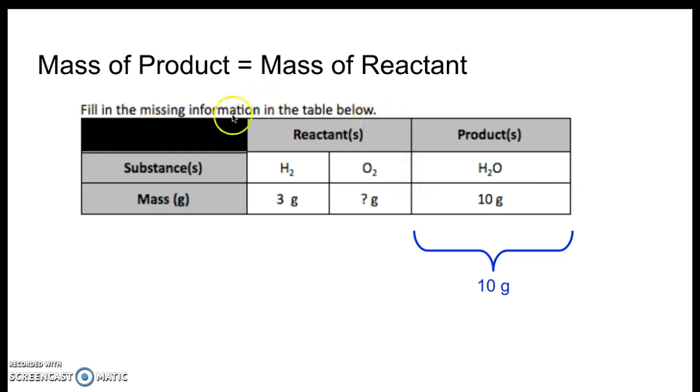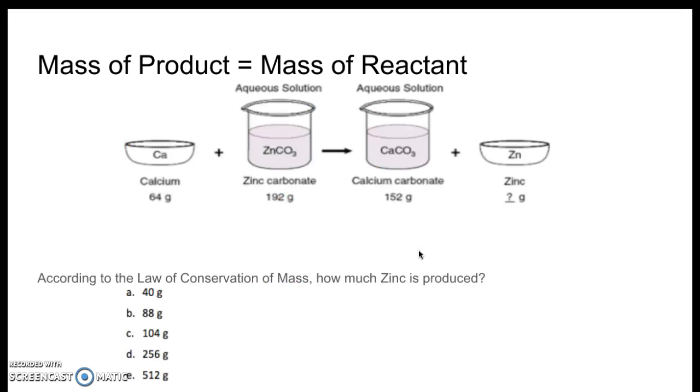So what do you think the mass of the reactants must be in total? Yep, it should be the same number. It should also be 10 grams. Now we know that one of the reactants weighs 3 grams, and so the other one, our question mark, well, what do you think it will weigh? 3 plus this amount must give us the 10, so that means that the mass of the O2 would be 7. And you can solve that using mental math or using inverse operations to isolate your unknown. We're going to do one more problem like this, and then you'll do a CFU.